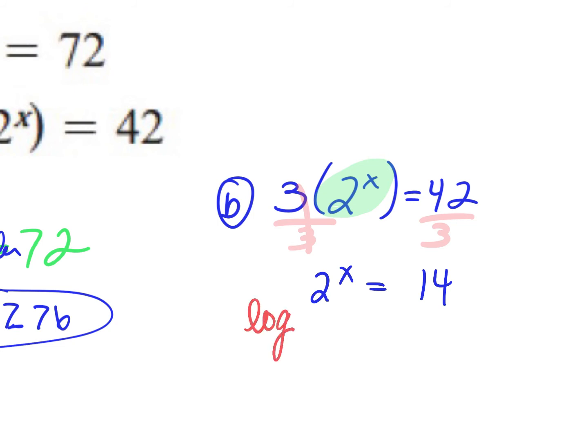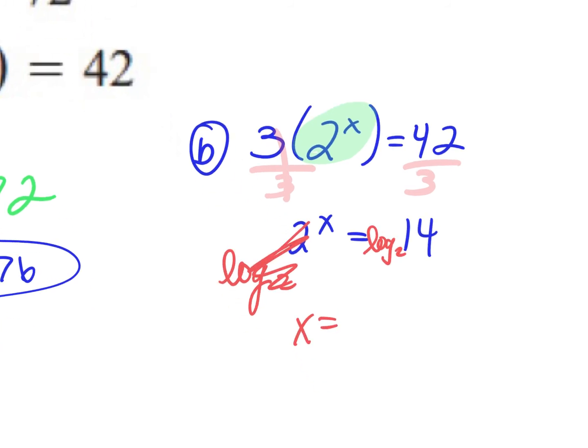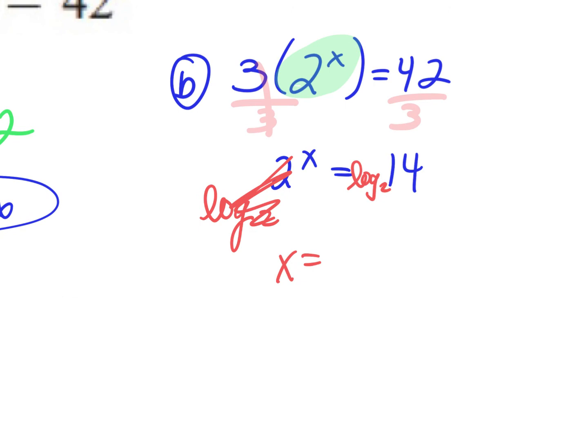What log base would it have to be? 2, right? One of our properties was if it's log base 2 and then you have a big 2, they cancel out. So if you do log base 2 on one side, what do you do to the other? Log base 2. So this cancels and I get x equals. Well, how do I do this in my calculator? You put log 14 over log 2.